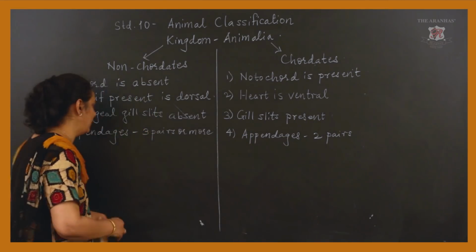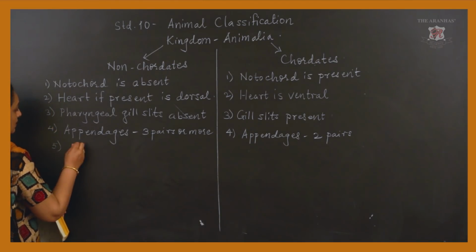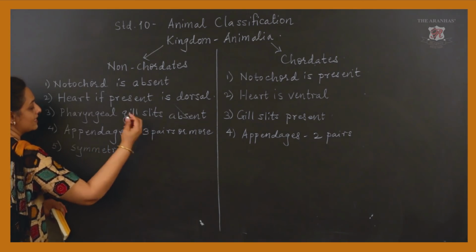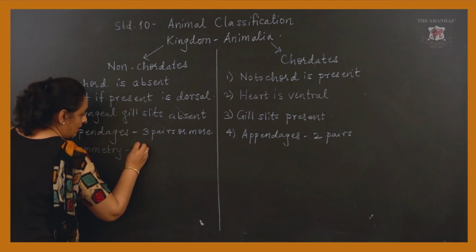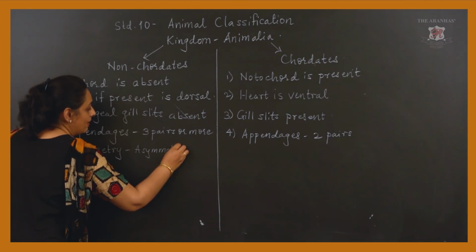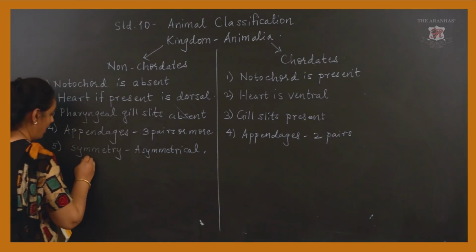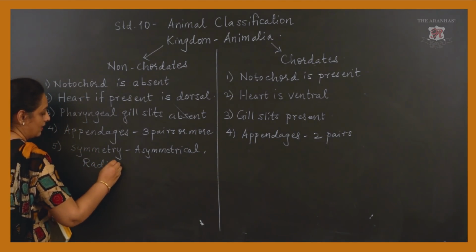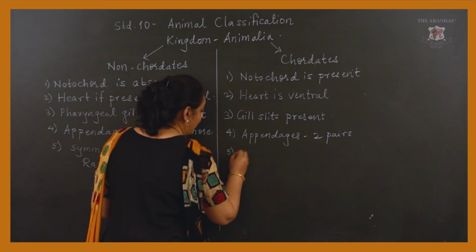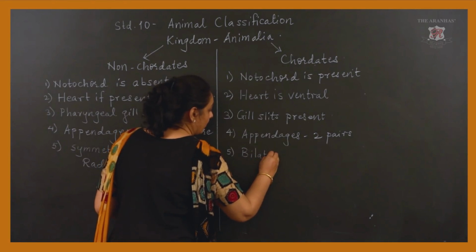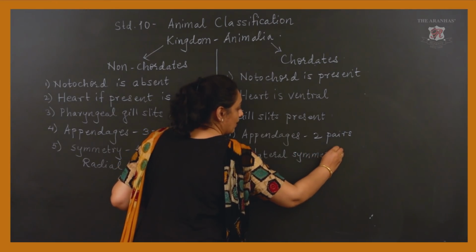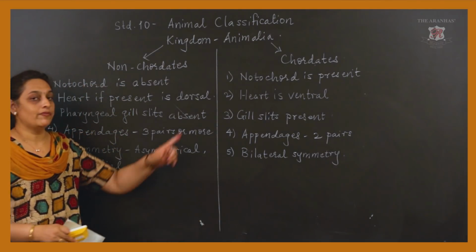And one more point I am going to tell you, symmetry, body symmetry. Animals could be asymmetrical, or they are usually radial in symmetry, whereas bilateral symmetry is a feature of chordates.